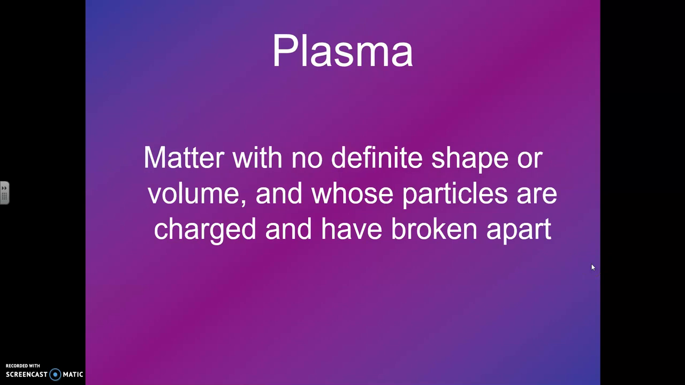Now, plasma is matter with no definite shape or volume, just like gas, and whose particles are charged or have broken apart. So we'll learn a little bit more about what we mean by charged particles or broken apart. But if we think of matter as small spheres, okay, it's made up of all these small spheres together. Those spheres either have a charge to them or they're broken down into parts of a sphere when we have plasma.